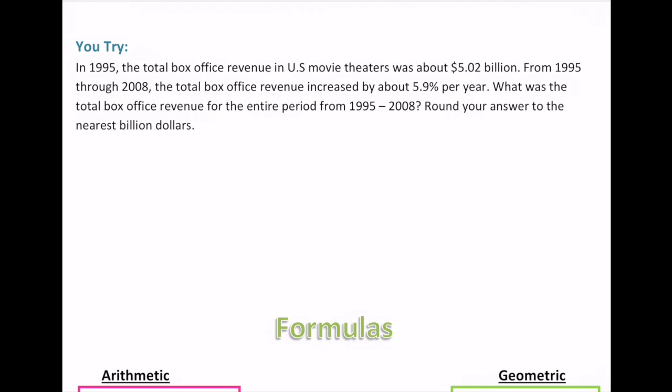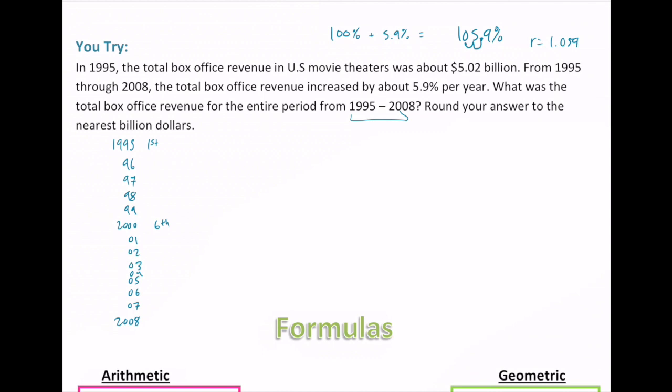Okay, in 1995, box office revenue was about 5.02 billion. And then from 1995 through 2008, the revenue increased by 5.9% every year. So if we're increasing, we're going to take 100% and add in that 5.9%. So we get 105.9%. We want to turn that back into a decimal, so our R value is 1.059. So we want to find the sum of the money from 1995 to 2008. Okay, so if 1995 is my first year, so 2008 is the 14th year.